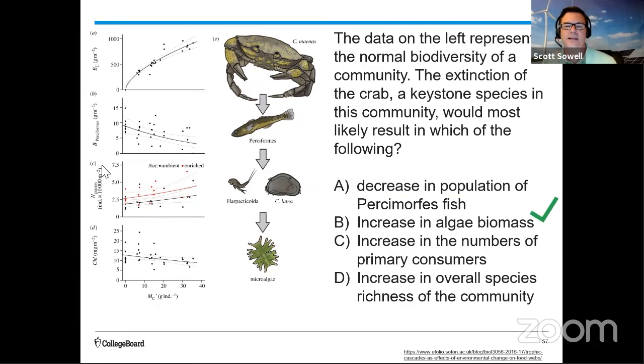So the answer here would be an increase in the algae biomass, because the removal of this crab would cause a population explosion in this fish, which would cause a very low population of these organisms, and therefore the algae would increase. So this is a good example of a trophic cascade, where the abundance or absence of one organism has a very big effect on the rest of the community.